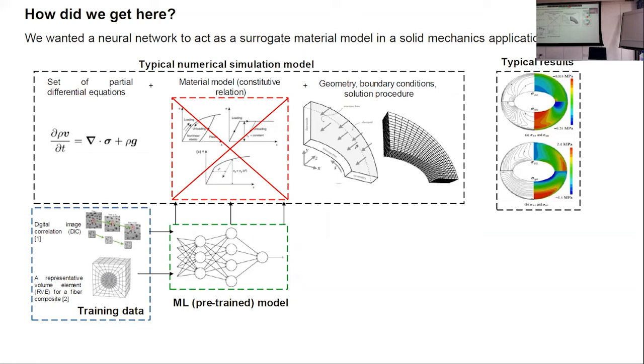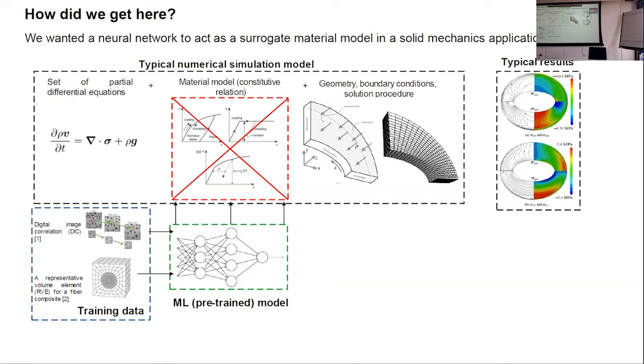But the thing is that there is no material model that is universally applicable to all of the materials. So we need to make a priori assumption about the form of that model. And we want to replace the typical numerical simulation model by removing that component and replacing it with a neural network that will be trained from experimental data or from microstructural simulations. And we hope that it will reduce the error associated to simulations.